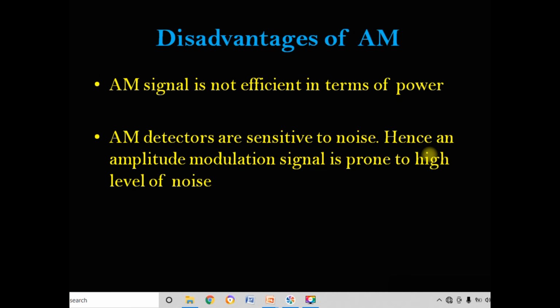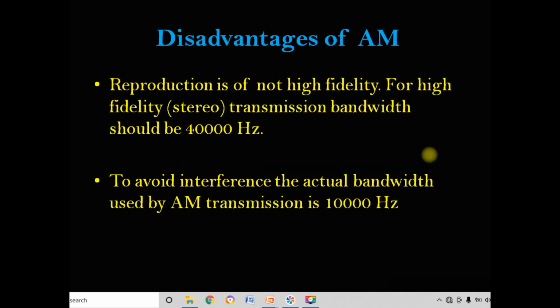And if you see the disadvantages, AM signal is not efficient in terms of power, and AM detectors are sensitive to noise. Hence, an amplitude modulation signal is prone to a high level of noise, and the reproduction is not of high fidelity. To have high fidelity, the transmission bandwidth should be 40,000 Hz, but in the AM we have 10,000 Hz.